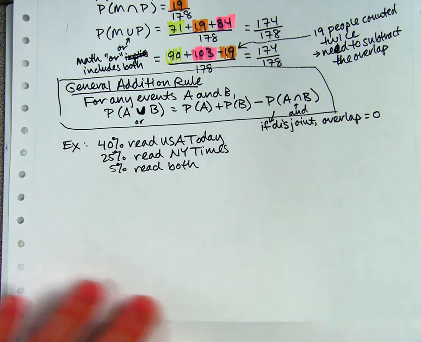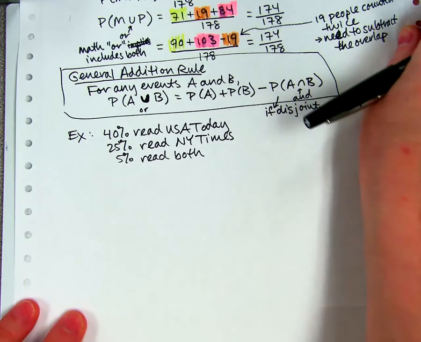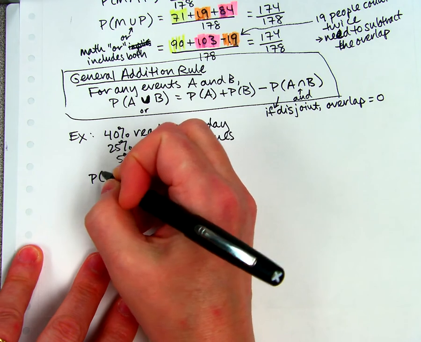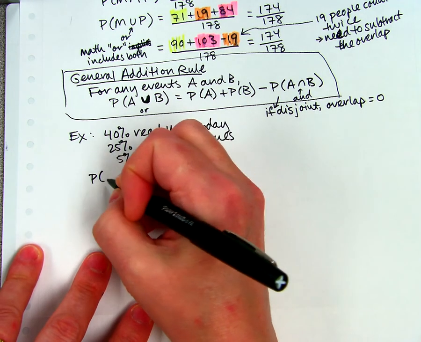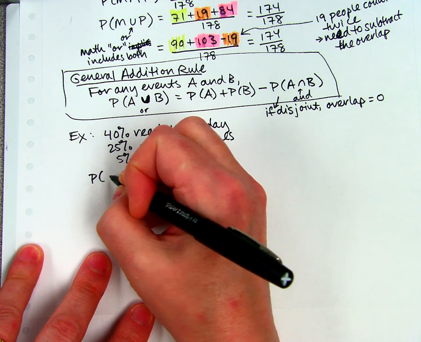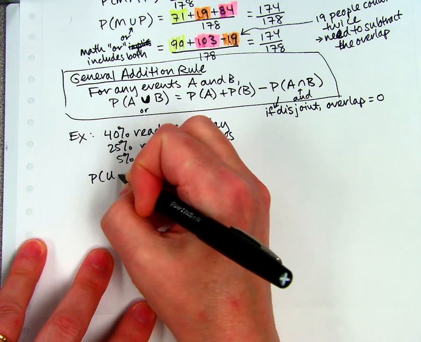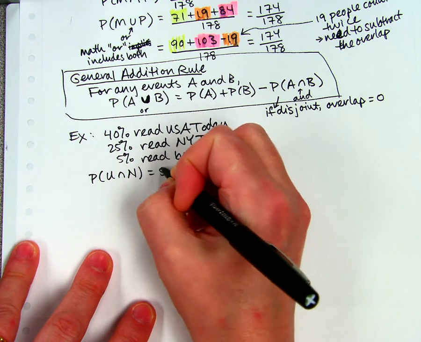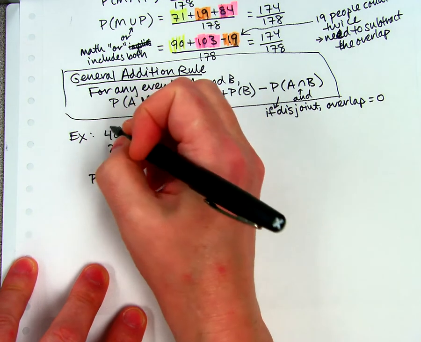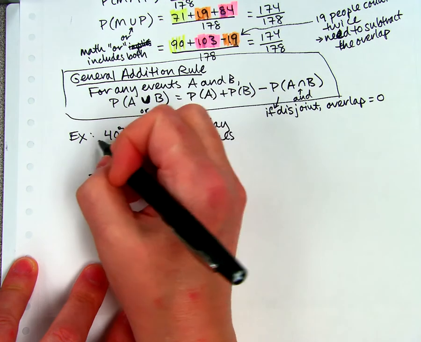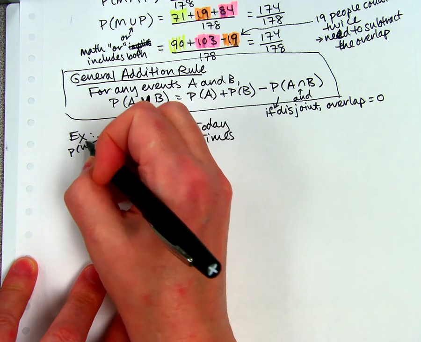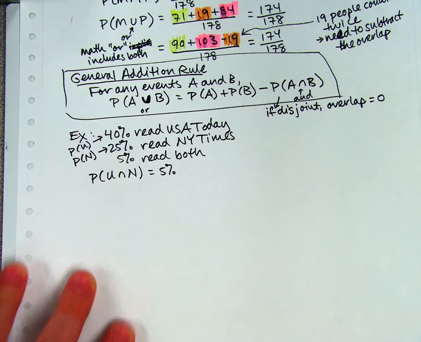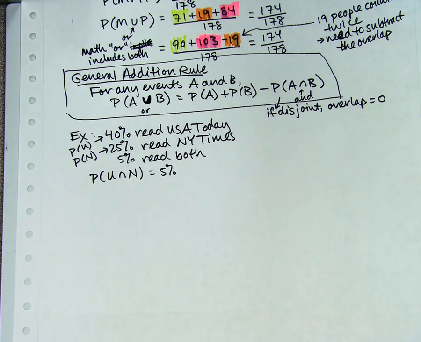So I will do this 3 different ways. I'm going to do it with the formula and with the table and with the Venn diagram, just to show you all of those things together. So we're going to say the probability of U and N, USA Today and New York Times, is 5%. This is the probability of U and the probability of N. I'm just giving them letters. So that's the given information.